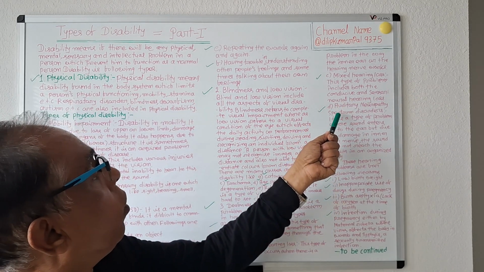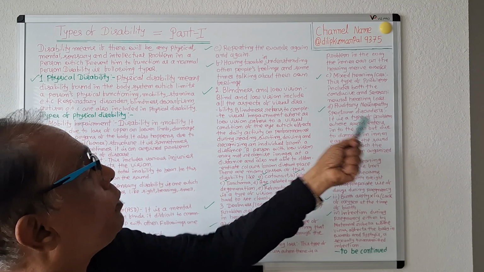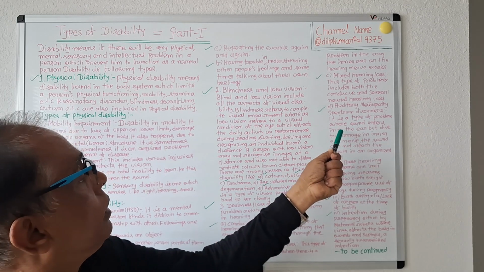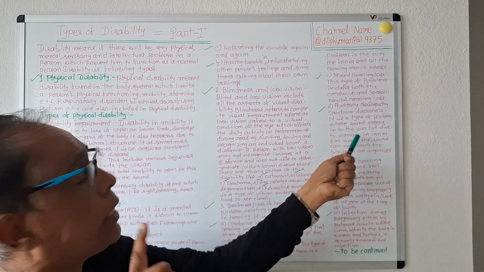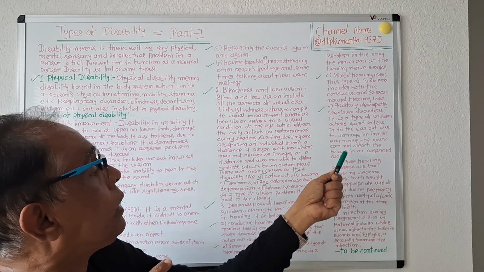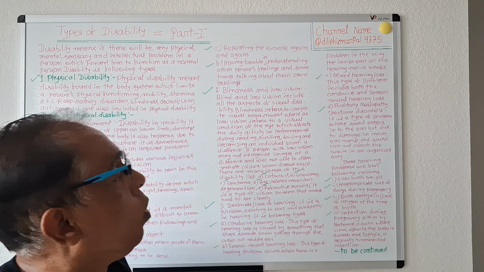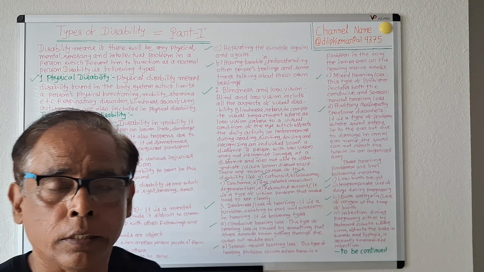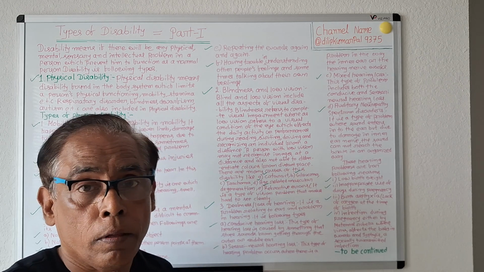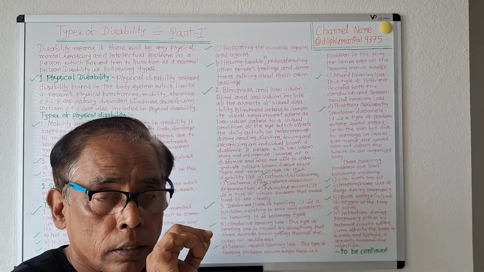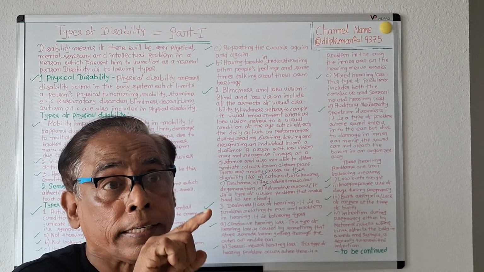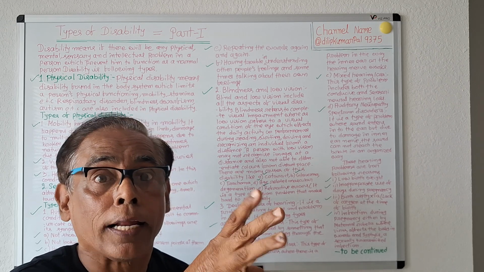Then the fourth one is auditory neuropathy spectrum disorder. It is a type of problem where sounds enter into the ear, but due to damage in the inner ear nerve, the sound cannot reach the brain in an organized way.